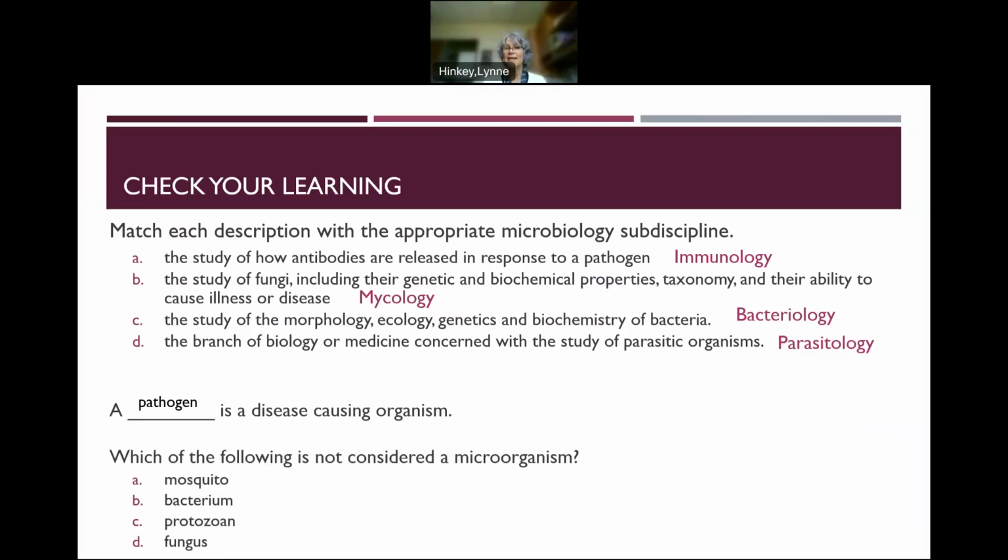Which of the following is not considered a microorganism? Mosquitoes, bacterium, protozoans, or fungus? Well, mosquitoes can be small, but they're not microorganisms. And fungus can be large, but not all fungus are. So we do study those. So mosquito is not considered a microorganism.